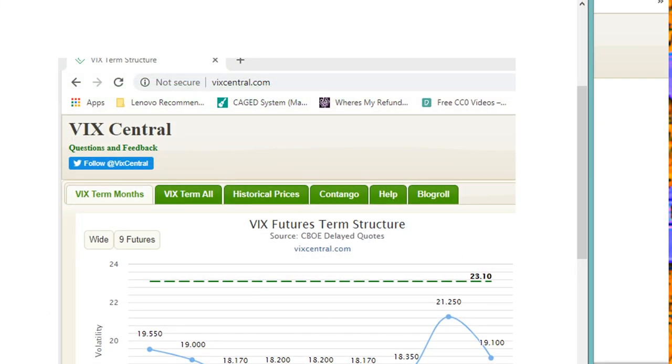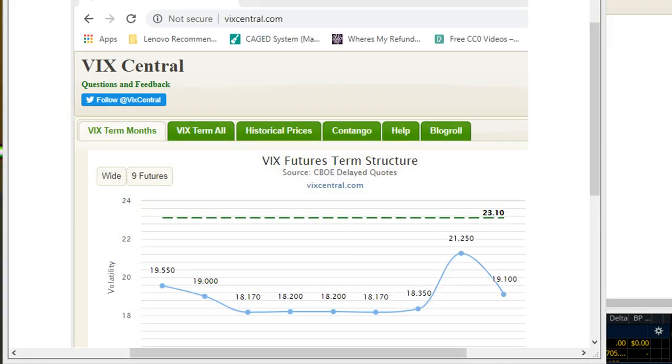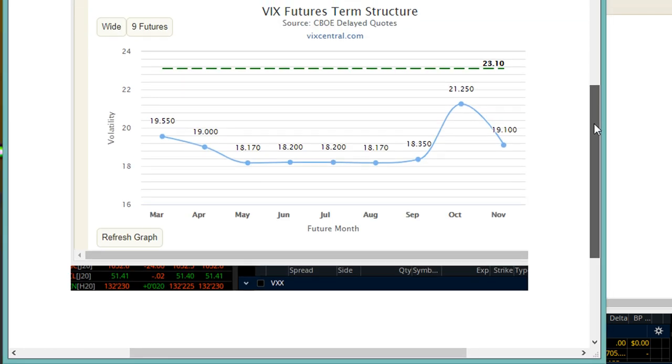So UVXY or VXX, they're all just based on an average, which takes into account these two front month futures that adds up to 30 days out. So right after expiration, which we're only a little while out of, like less than a week out of expiration, most of the ETPs are mostly based on this front month future, that being the March future, which is this first one here.